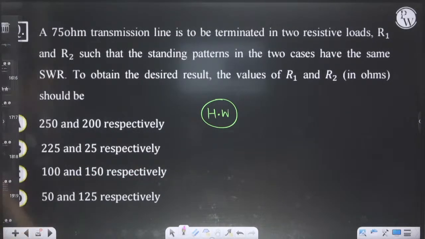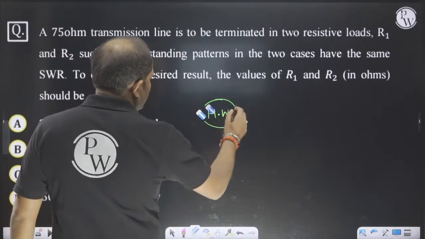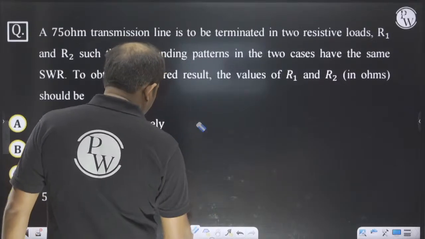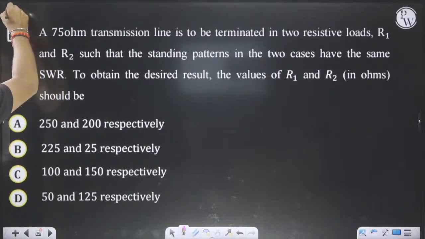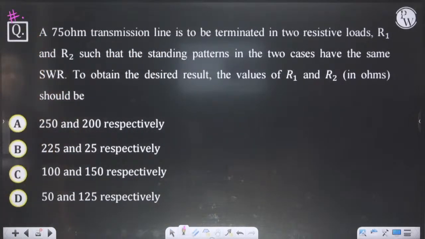Second question is like this only. You can pause the video and solve this question. It is also a very good question. So what is the question? This one is question number 7.